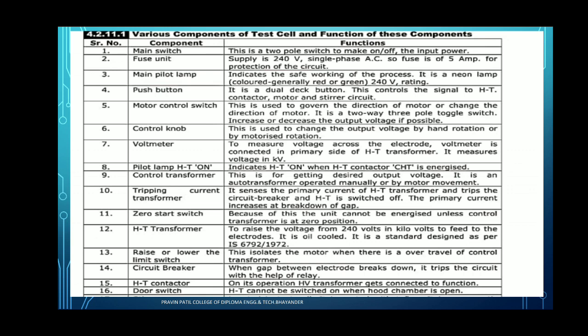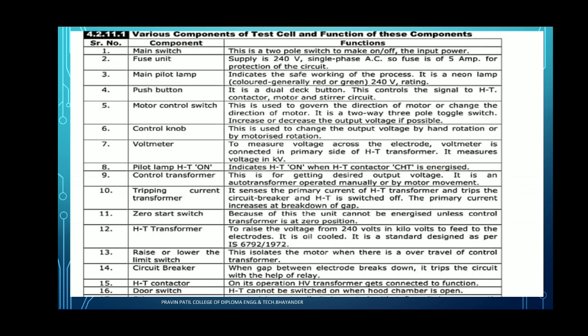If we move the knob of the auto transformer in the anti-clockwise direction, the voltage level decreases. So the voltage level increases or decreases depending upon the movement of the knob, as it is a dimmer. This is the control transformer. It is for getting the desired output voltage, and it is an auto transformer operated manually or by motor movement.